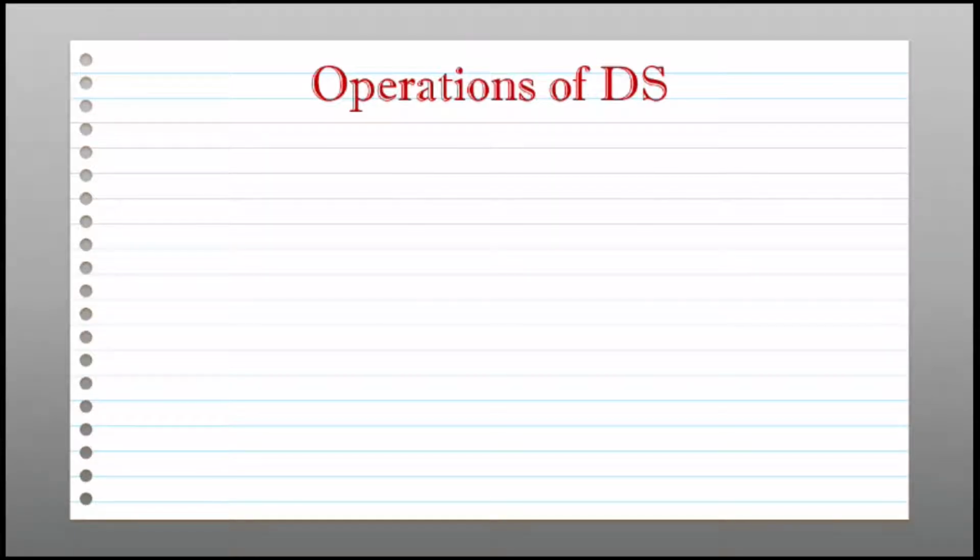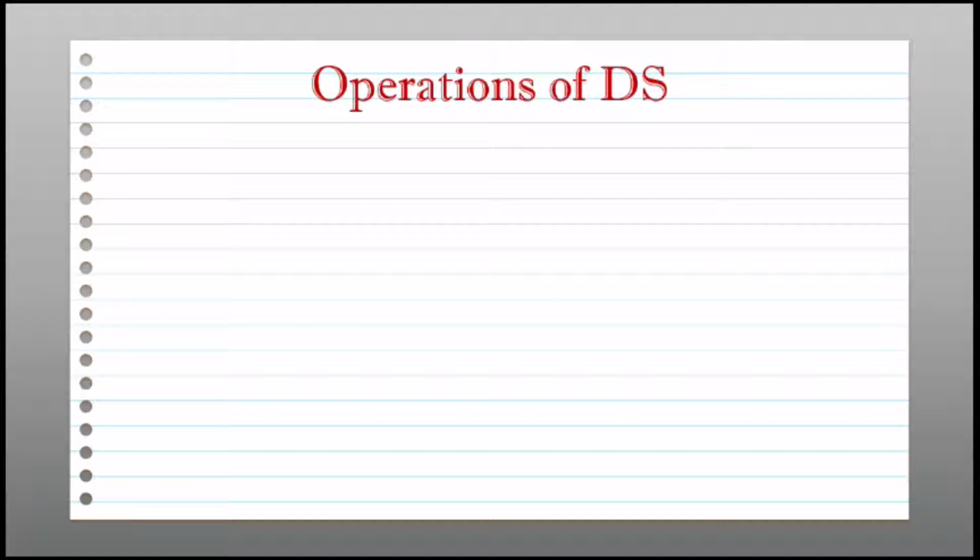Hello everyone, in this video we will study the different operations performed on data structure. So data structure is the way of storing data in computer's memory so that it can be used easily and efficiently. There are different data structures used for the storage of data. The representation of particular data structure in the main memory of a computer is called as storage structure.